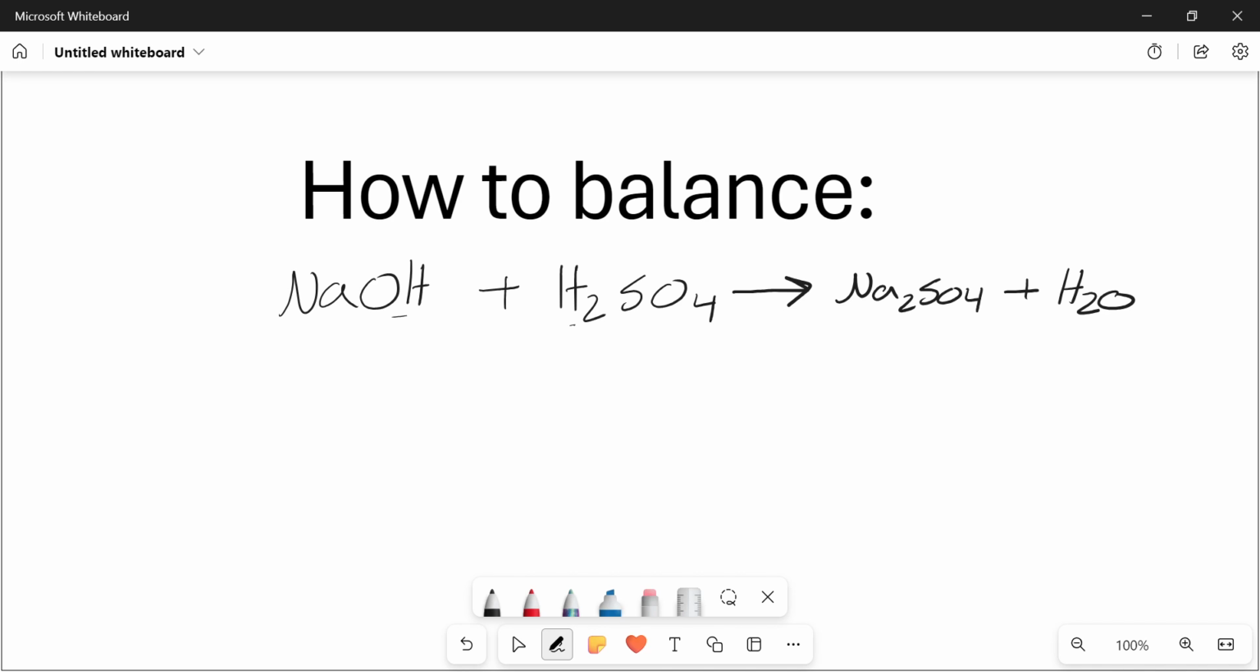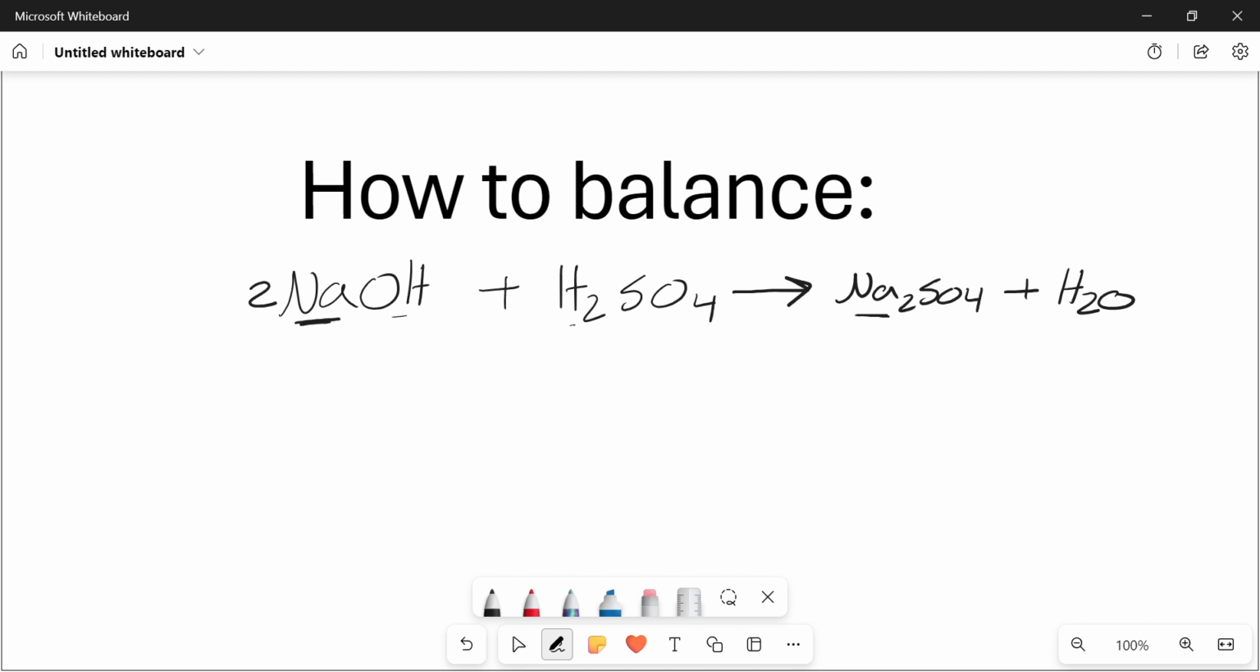To balance a chemical reaction, we first look for the sodium. Here we have one sodium atom as a reactant and two sodium atoms as the products. So we can balance the sodium atoms by simply adding 2 here.